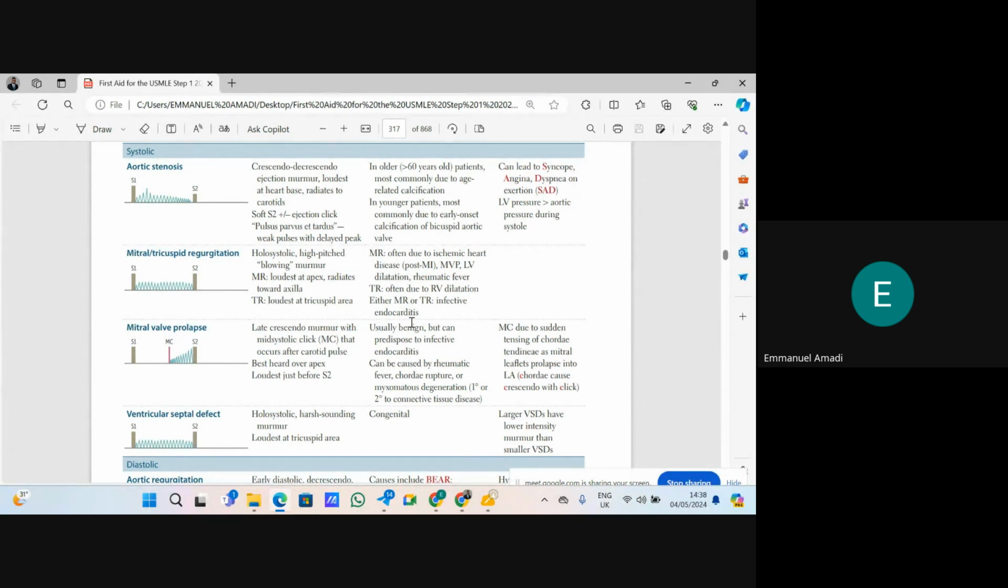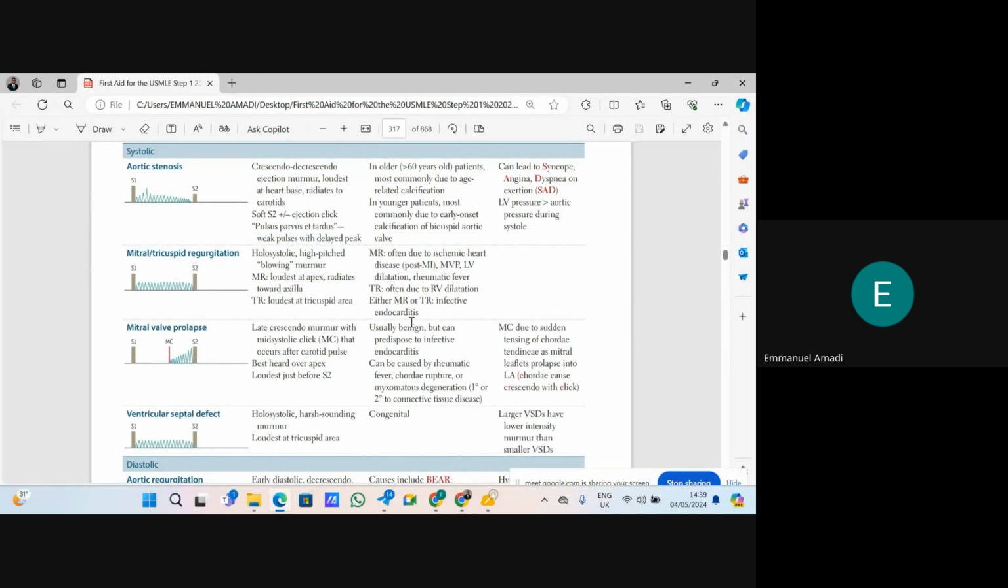Now, something I want you to understand. You have to be smart. Look at the tricuspid regurgitation. Look at the ventricular septal defect. Two of them are seen in the same location, the left lower sternal border, and two of them sound the same way. They are holosystolic murmurs. But you have to be smart now. You don't have to be a robot.